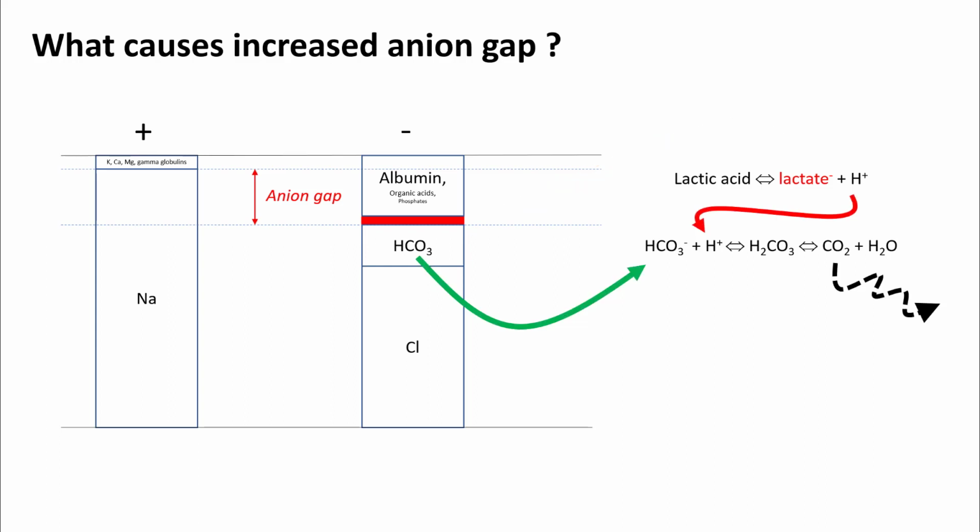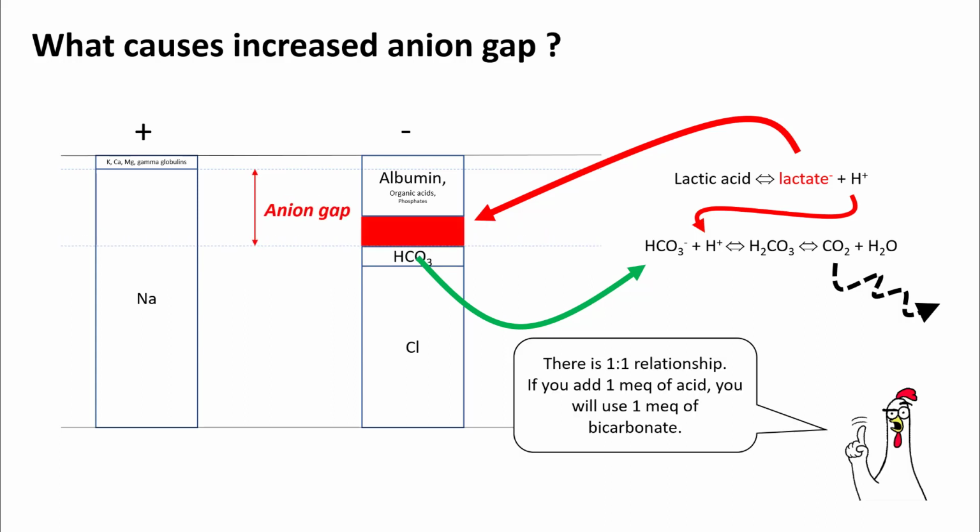If you have higher levels of lactate, there will be more H plus ion and more bicarb will be used, more CO2 will be excreted out, and your anion gap will increase further. There is a 1-to-1 relation between these two. If you add 1 milliequivalent of acid, you will use 1 milliequivalent of bicarb.